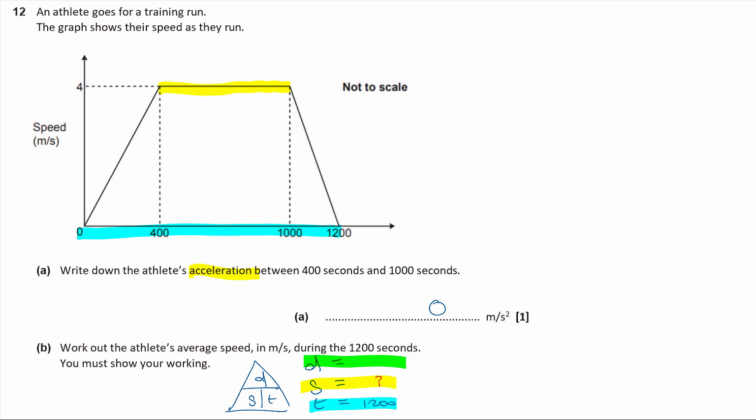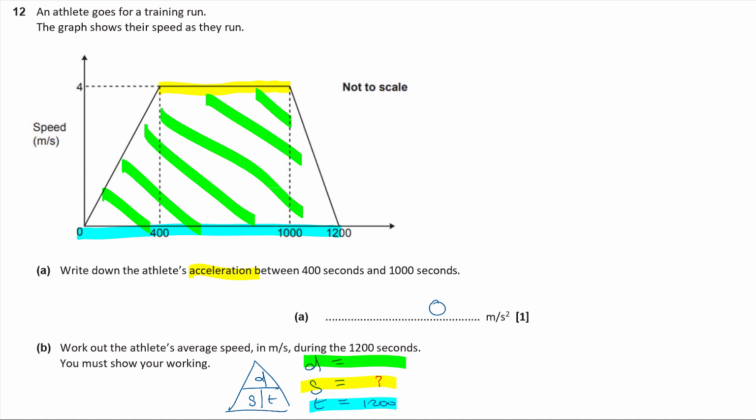There isn't distance anywhere in the question, but I do know that the distance travelled is equivalent to the area under a speed time graph. So if I can work out all this area here, that is the distance. The shape of it is a trapezium. I could break it down into a rectangle and 2 triangles and add them up, but I'm a mathematician. I can use the formula for a trapezium.